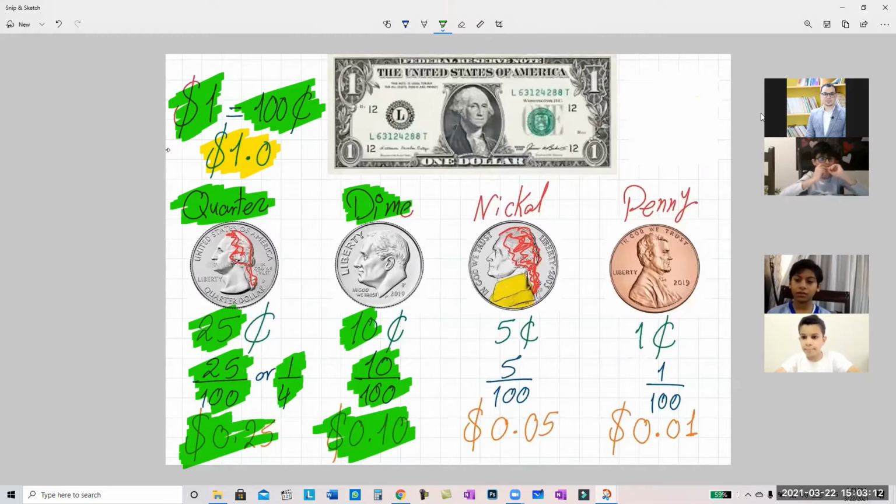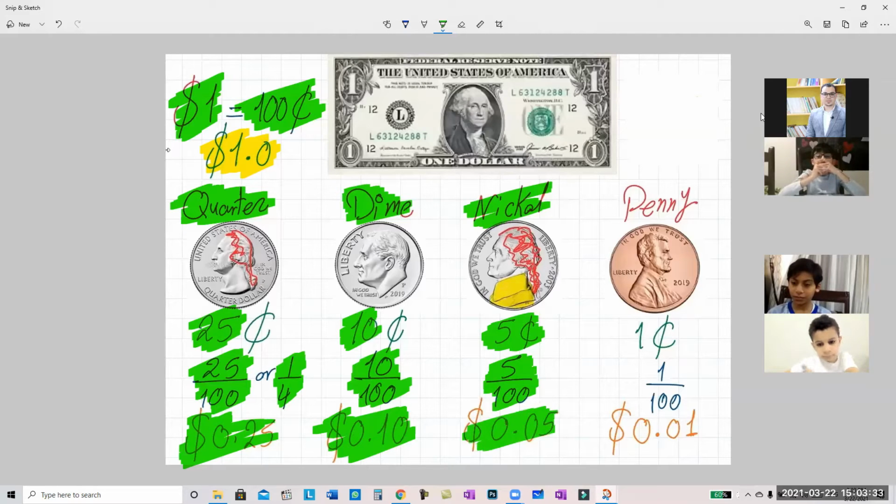Okay, the next one is nickel. And we all know what it looks like. And we have 1 nickel equal 5 cents. And in fraction form, it will be equal 5 over 100. And if you want to write it as a part of a dollar, it will be 0.05 of a dollar.